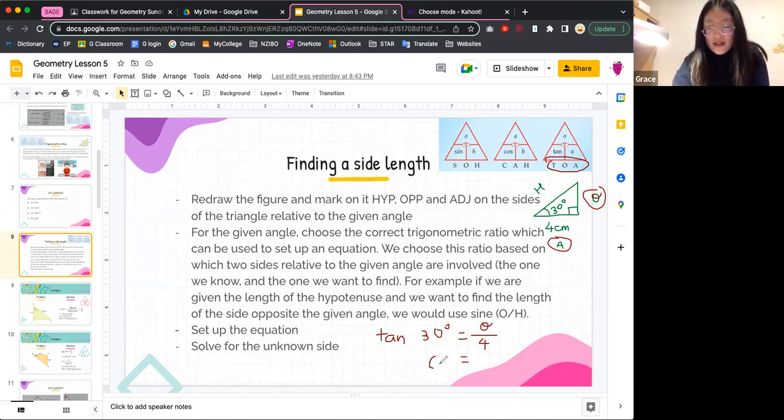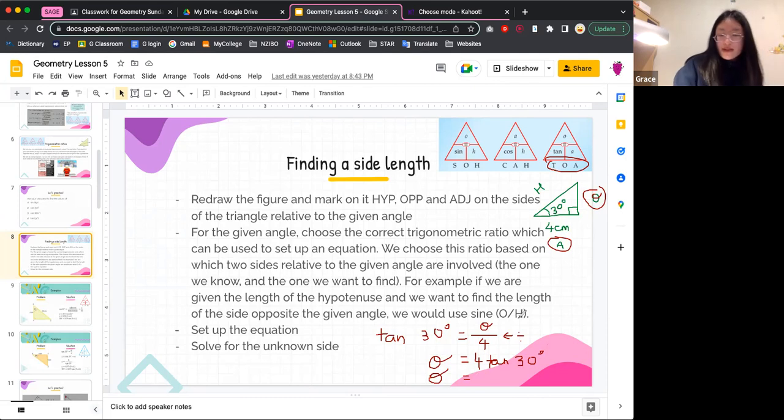Okay, so the opposite side. Now we've got a 4 on the bottom, which we're dividing by, right? This fraction line means divide. So how do we get rid of divide by 4? Well, we times both sides by 4. So if we have opposite divided by 4 times 4, then it's just back to opposite. So the opposite side is equal to 4 tan 30 degrees. And then this would be the length of your opposite side.